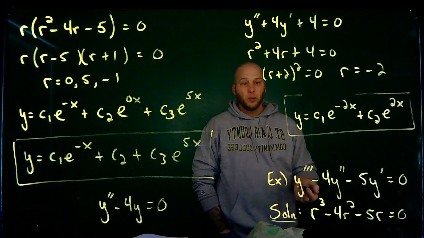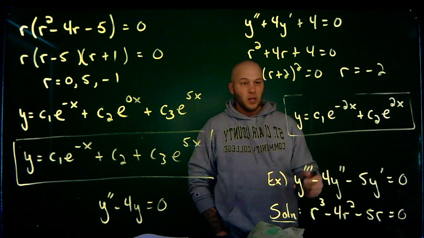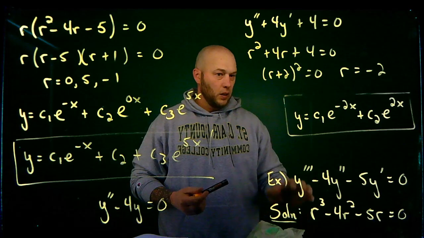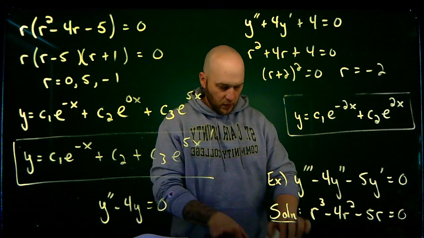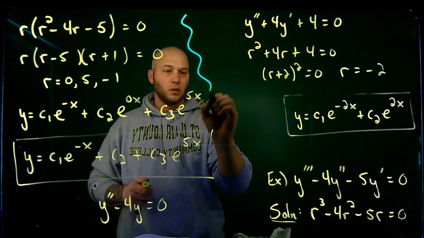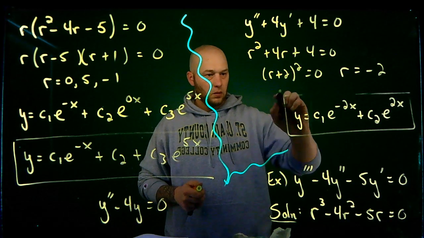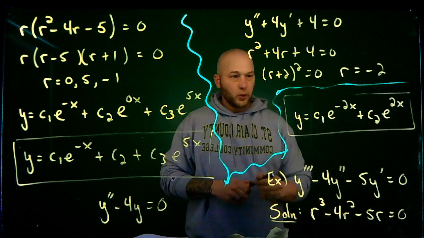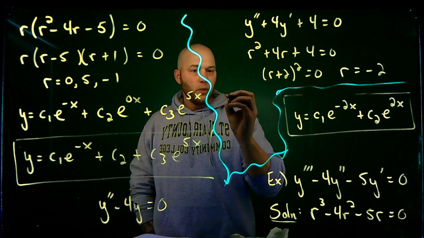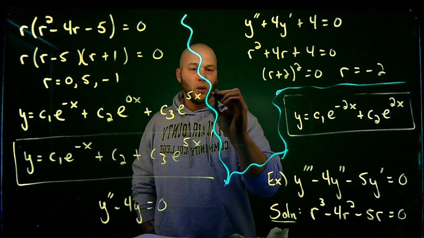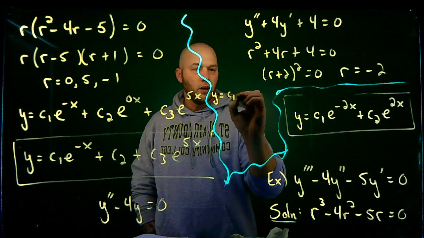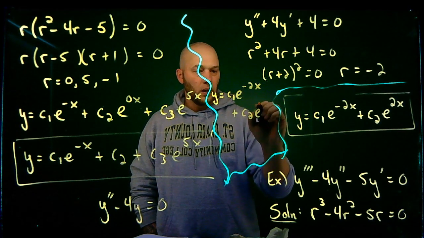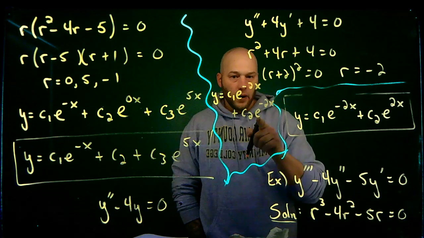Well, if I was to just proceed as we did before, we would say the general solution would be y is equal to C1 e to the -2x plus C2 e to the -2x. All right, so let's come back to that.